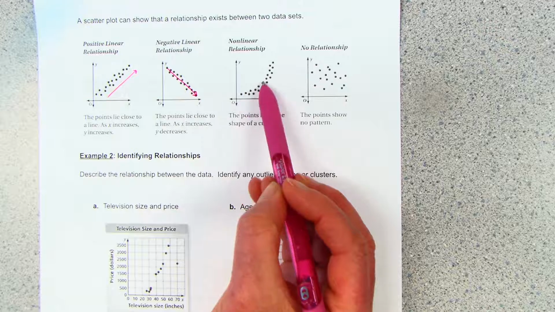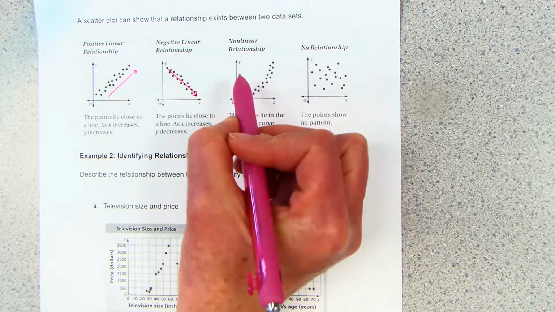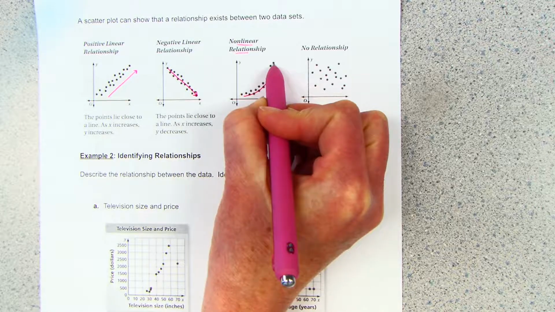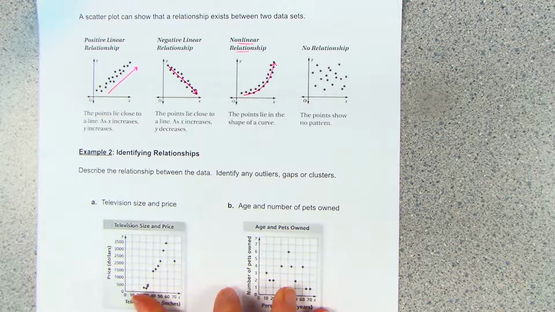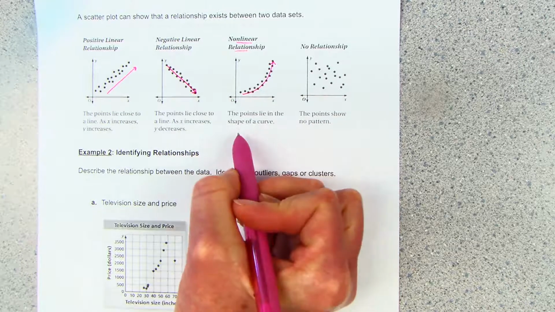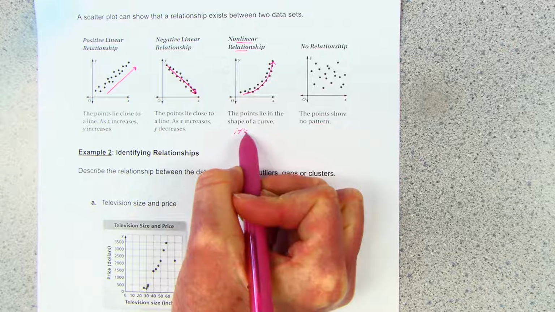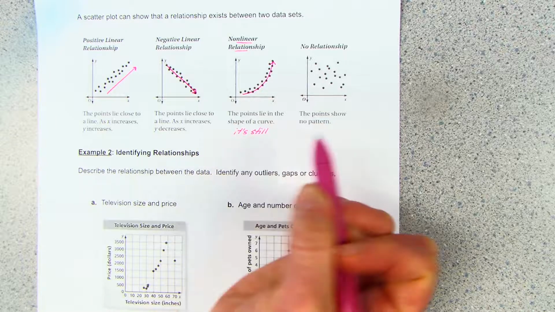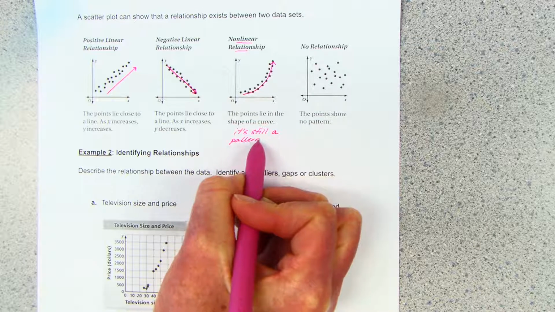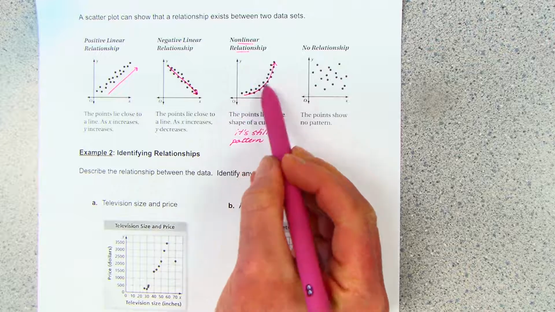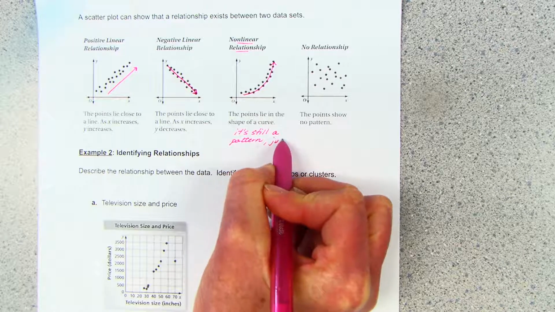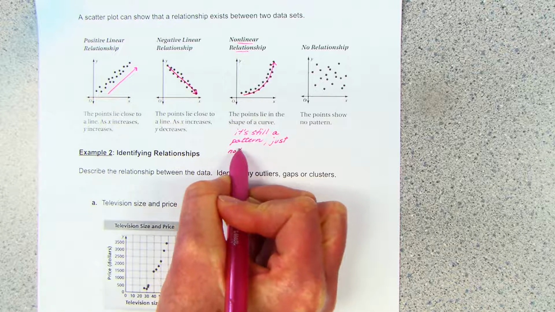Then sometimes you have a curved line. This is a nonlinear relationship. Sometimes kids get confused and they will say that it doesn't show a relationship. It does show a relationship, it's just not a line. We'll call that relationship a pattern. Because if we were writing the expression or the rule, we would be able to write a rule for that curve. So it's still a pattern, but it's not linear. It's not a line.